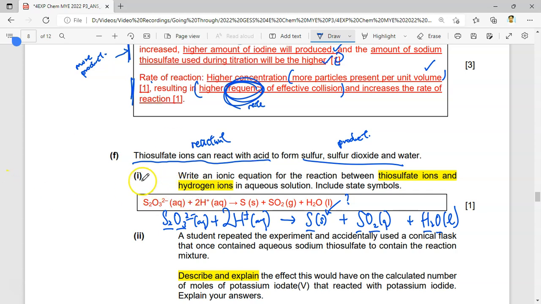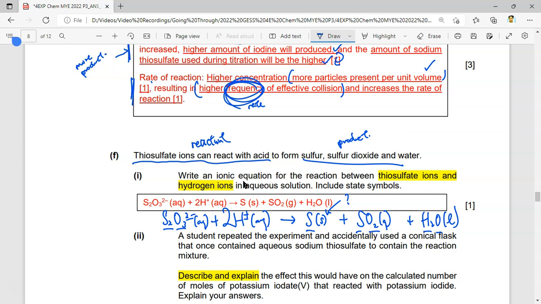So therefore, for part F part 1, the ionic equation is actually quite simple. Okay, because you don't need to think too much. You just look at whatever is given to you, write it down. Then after that, you go and figure it out in terms of balancing. What's the difficult part about this is that you're dealing with thiosulfate that you don't know.